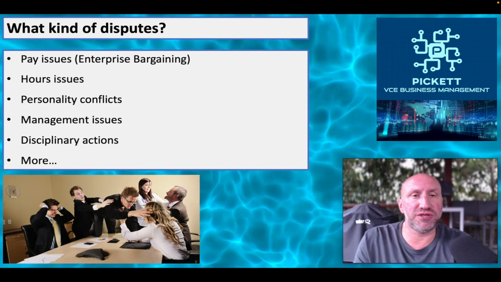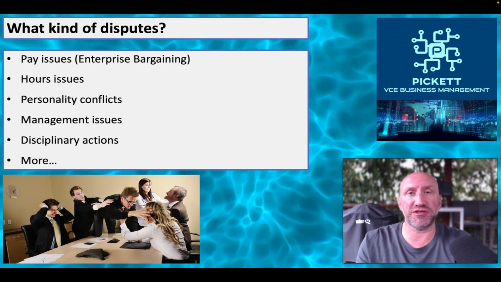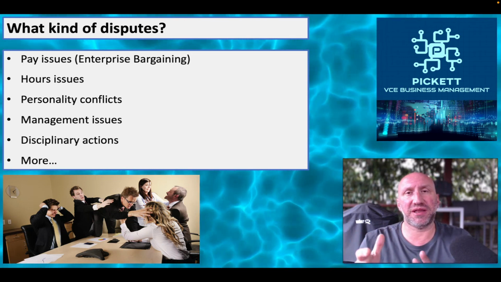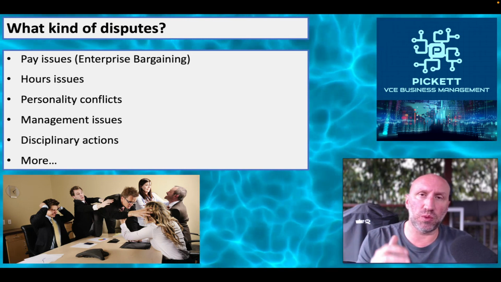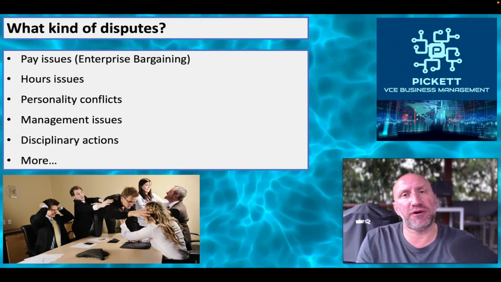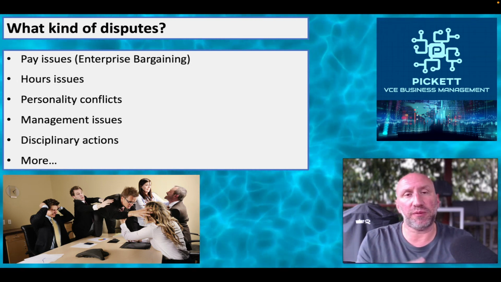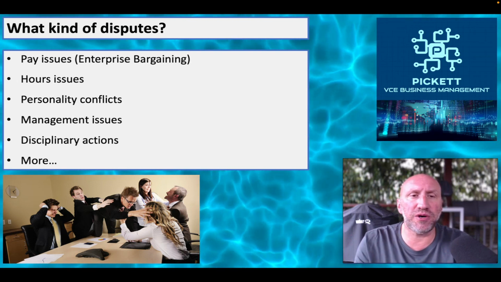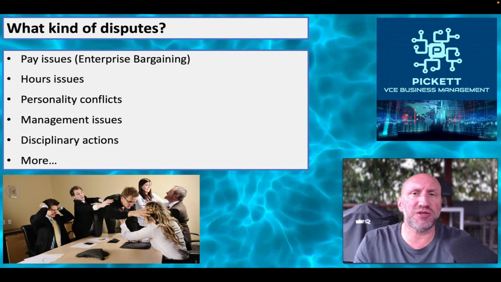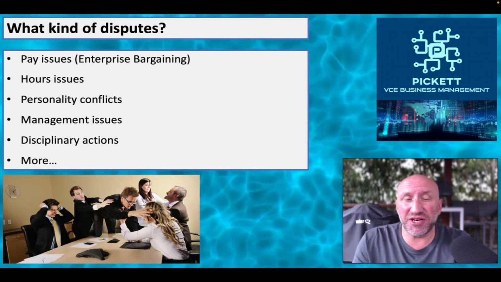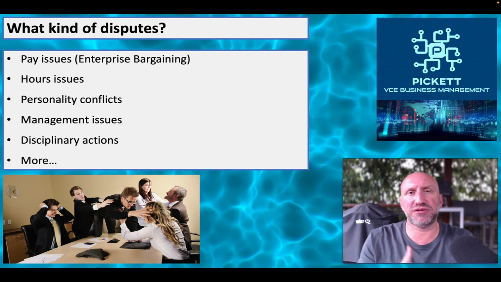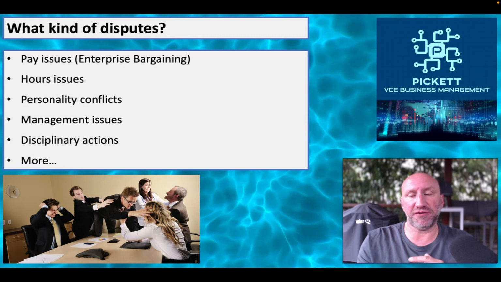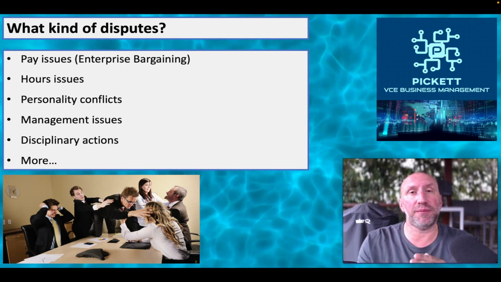Could be pay issues, could be the enterprise bargaining process that we looked at in the previous video, when we were talking about putting together an agreement in the workplace, instead of going with an award, going through an enterprise bargaining process to come up with an agreement for the particular workplace. So that can cause disputes. It might be an issue over hours, could be personality conflicts, issues with management, some disciplinary issues, and anything else that you can imagine could happen in a workplace where it might cause some kind of dispute. So that's what we're talking about here.